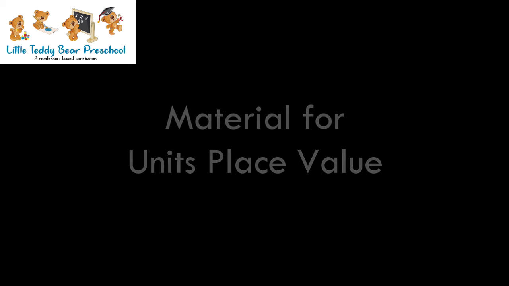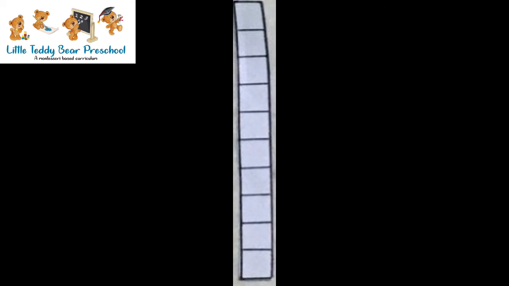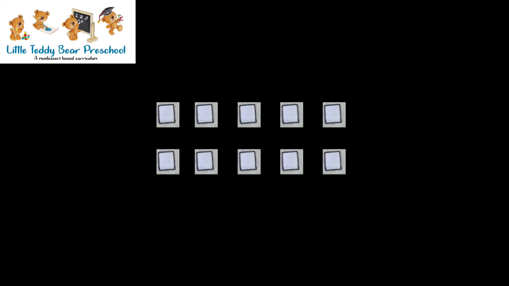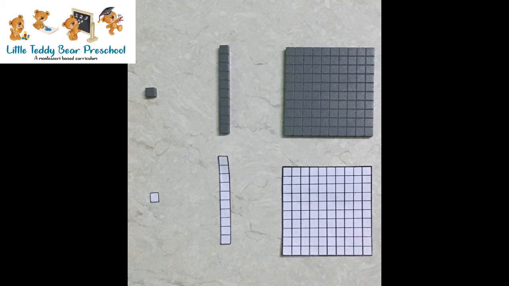Make another tens place value and cut into 10 pieces. Now your material for units place value is ready. After everything, this is how it looks like. Make a number of them to make your child practice large numbers.